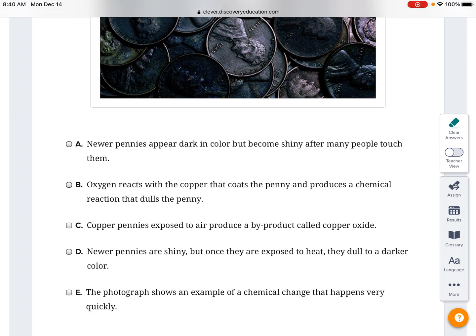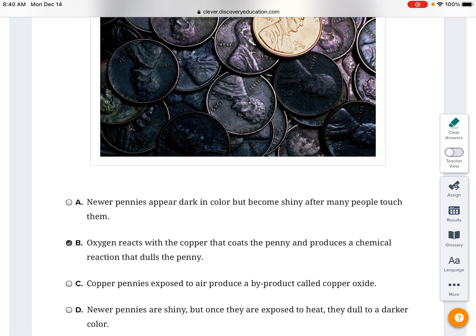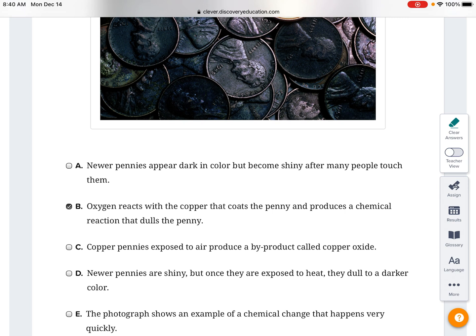What about B? Oxygen reacts with the copper that coats the penny and produces a chemical reaction that dulls the penny. That sounds true. Let's click that one. How about this one? Copper pennies exposed to air produce a byproduct called copper oxide. That is actually true as well.